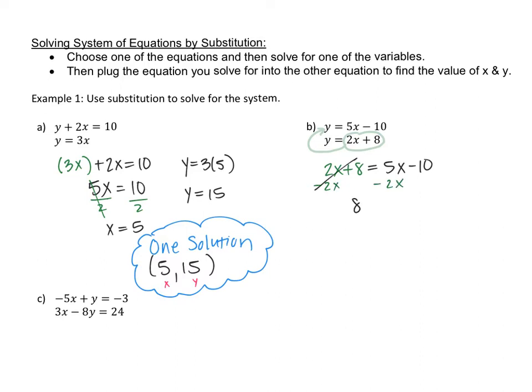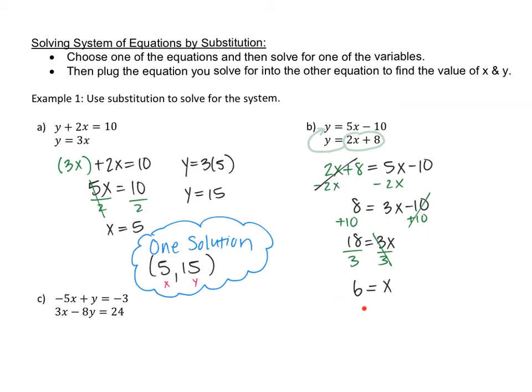That leaves me with 8 equals 3x minus 10. I need to add 10 to both sides to try to get the 10 off. And so this makes 18 equals 3x. I'd have to divide by 3. And so x is equal to 6.